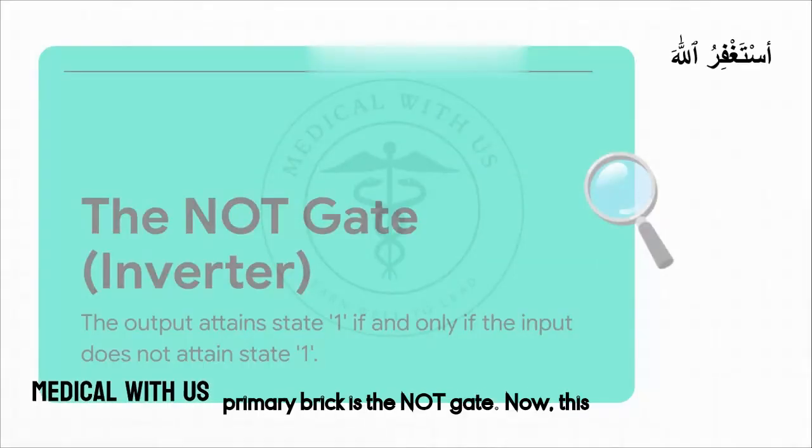And our third primary brick is the NOT gate. Now, this one looks like the simplest of all, but don't let that fool you. It is incredibly powerful. It only has one input, and it has only one job, to do the exact opposite of whatever you give it.